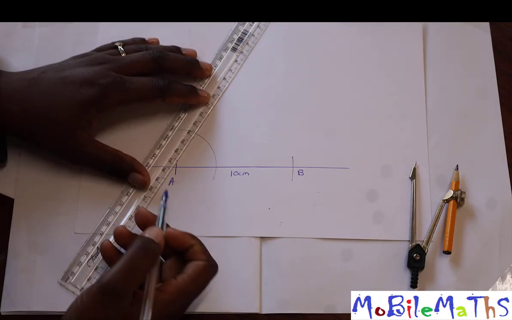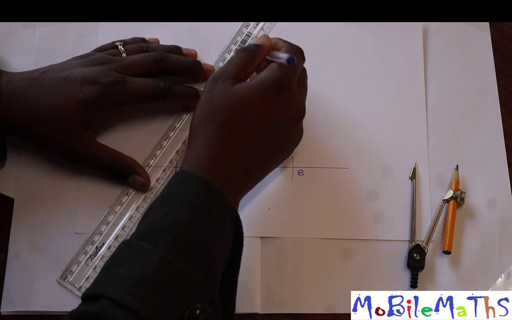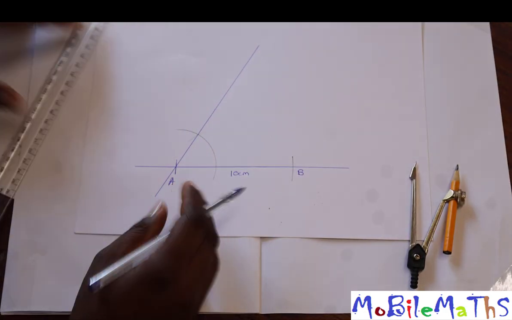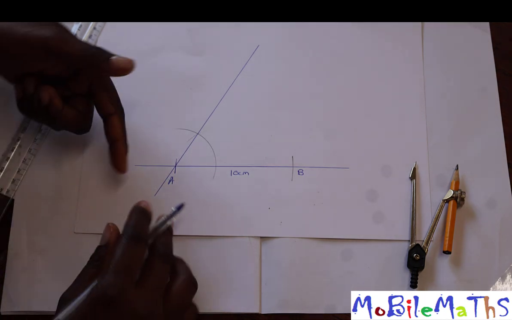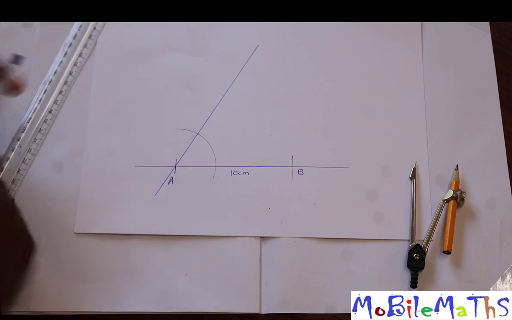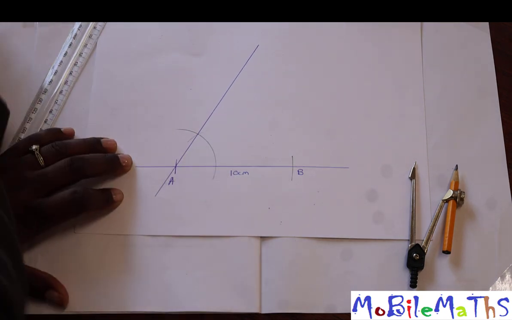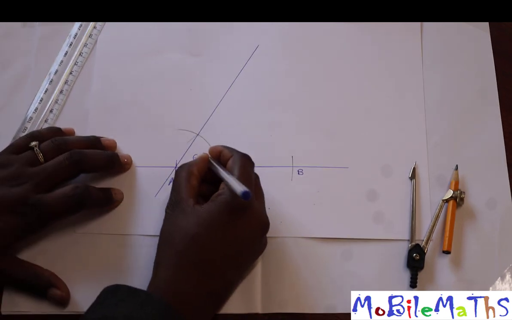I'm using a pen so that you can see. So it's going to pass through here. Okay, then you draw strong longer lines. Then it means my C is going to lie on this line. Now we have constructed 60 degrees. We can even label 60 degrees here.